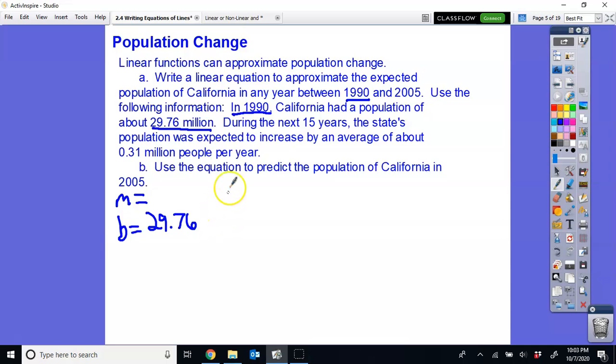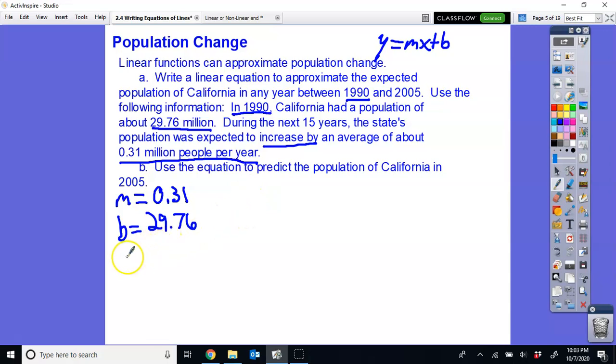I'll read the next sentence. During the next 15 years, the state's population was expected to increase by an average of about 0.31 million people per year. Notice that it says it's increasing by 0.31 million people per year. Guys, that is what your slope is. That is how the population is changing or moving in an upward direction. So you have your beginning amount and you have what it's moving by. So now that gives me the ability to take that slope-intercept form like we talked about, y equals mx plus b, and I can write my equation.